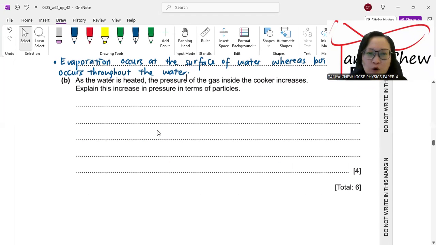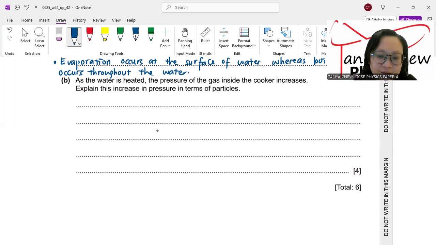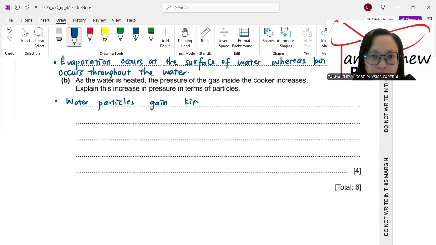Now, B, as water is heated, the pressure of the gas inside the cooker increases. Explain this increase in pressure in terms of particles. So you have to focus on the particles of water. 4 marks is given here. So I would say that water particles gain kinetic energy due to the temperature of the water increases. Remember, temperature is directly proportional to kinetic energy.